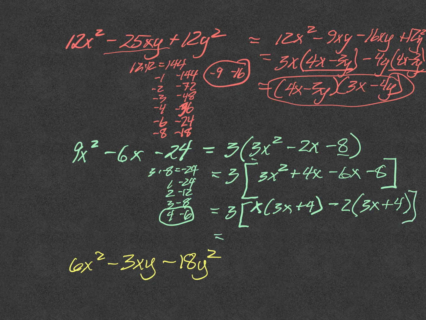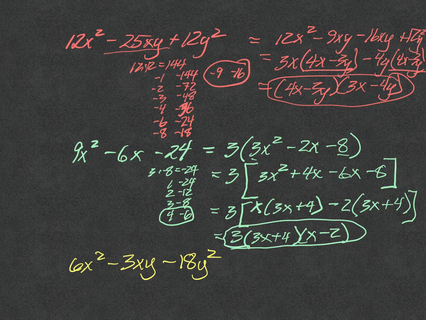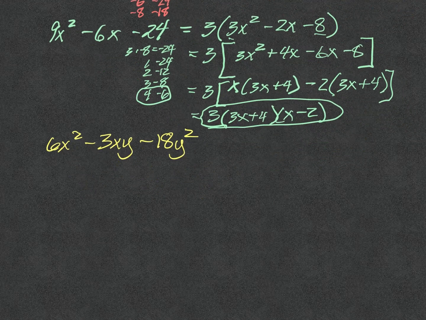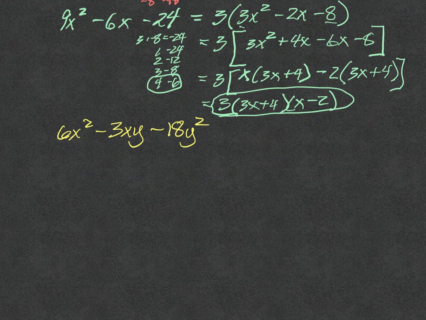And then still keeping this 3. On the outside, I factor the group, 3x plus 4, and then write what's left, the x minus 2. And there's our complete factoring. Okay? So sometimes you got to get a greatest common factor out. And that's essentially what happens on the next problem as well. So let's go ahead and do that one.